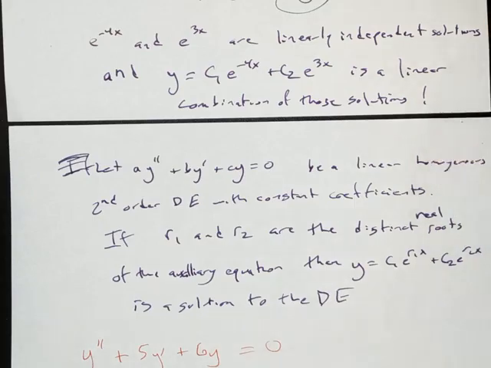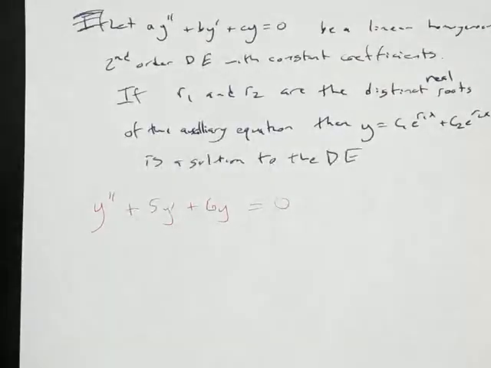Try this one. Some people automatically write their auxiliary equation, instead of using the variable x, they use the variable r. That's fine. I don't care what variable you use. I want you to find the two roots.